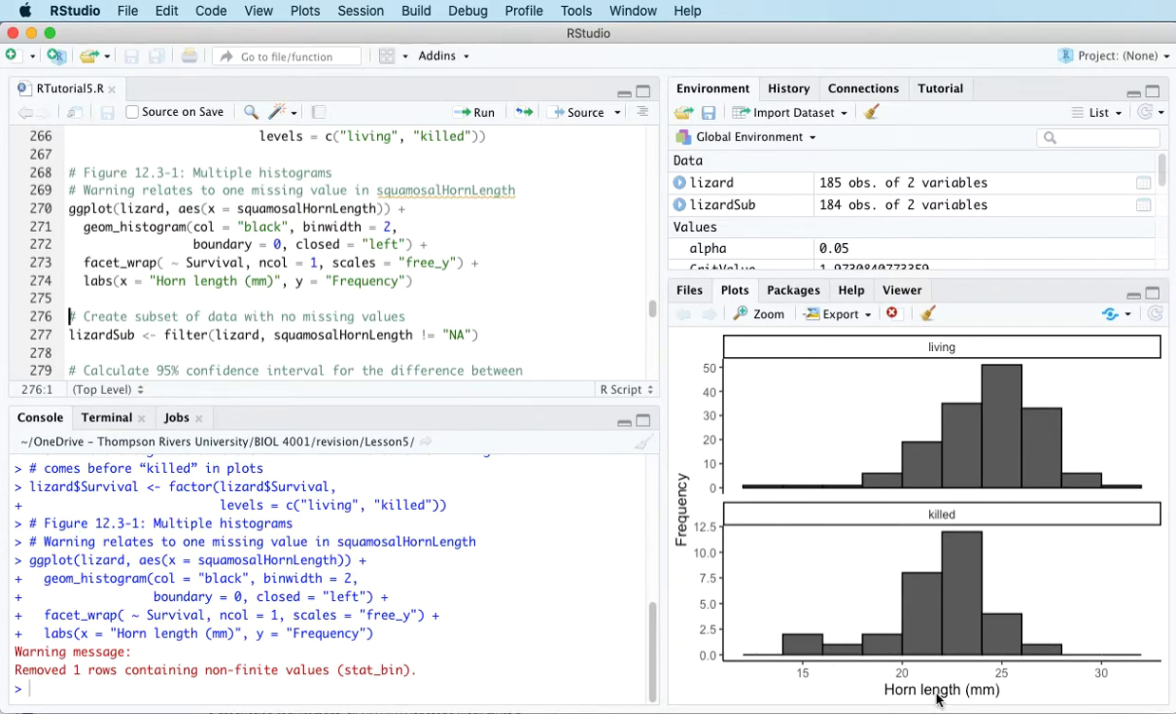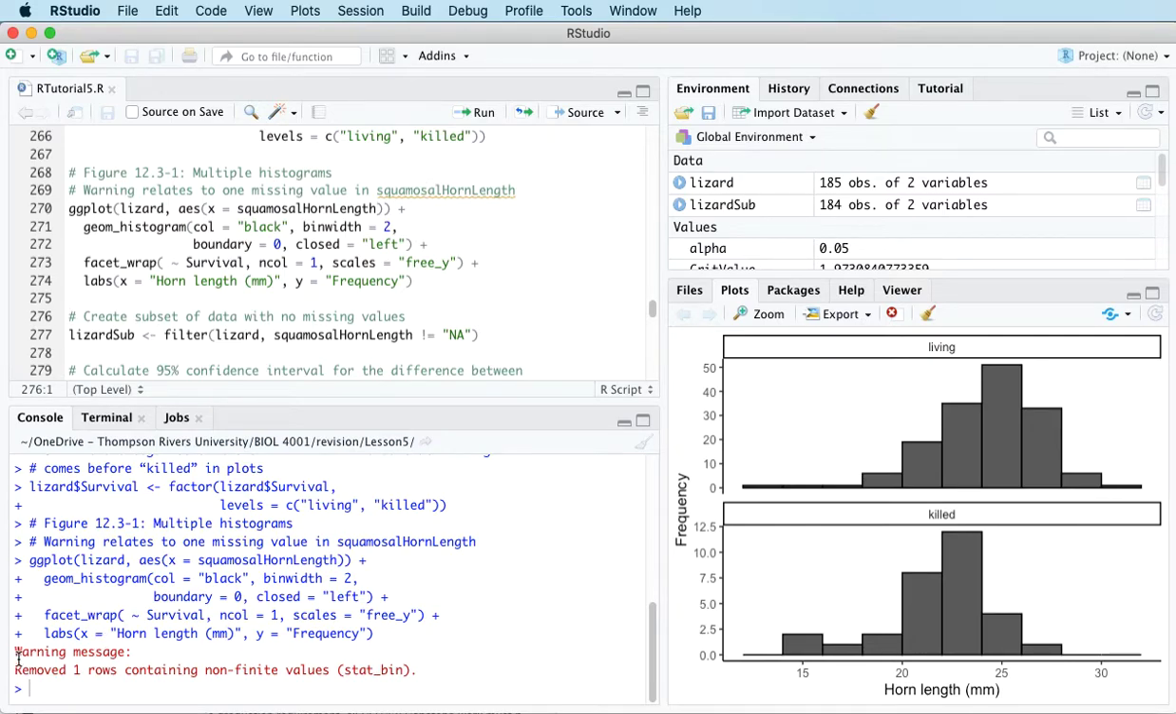So it appears, at least from these multiple histograms, that the living lizards tend to have longer horns than the killed lizards. And that kind of makes sense. The shrikes probably find it a little more difficult to kill a lizard if it's got a longer horn. The lizard is using the horn as a defensive mechanism.